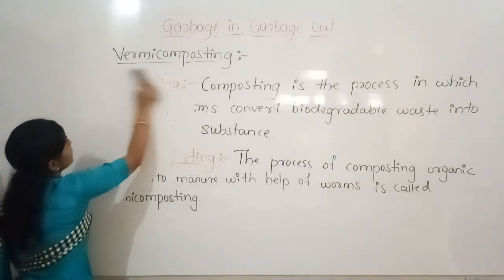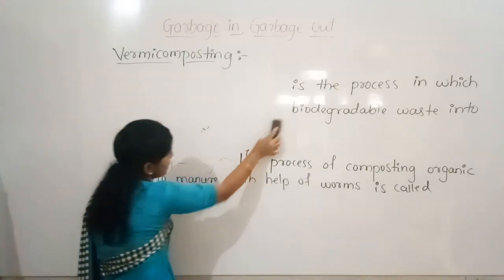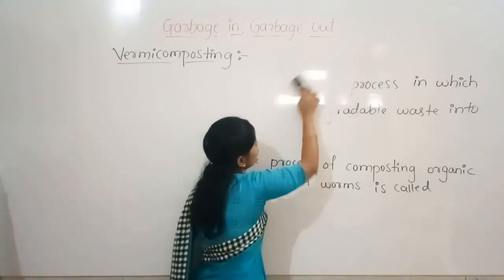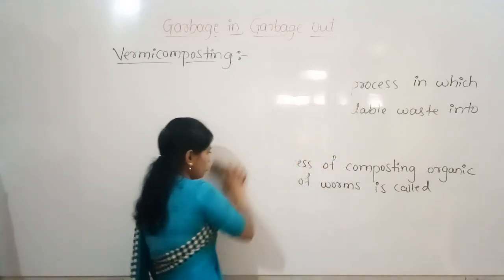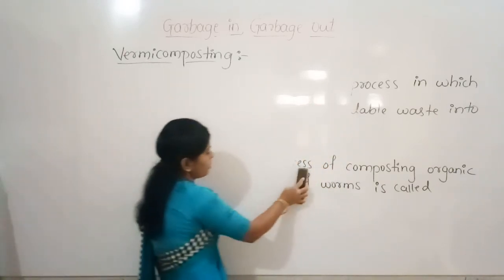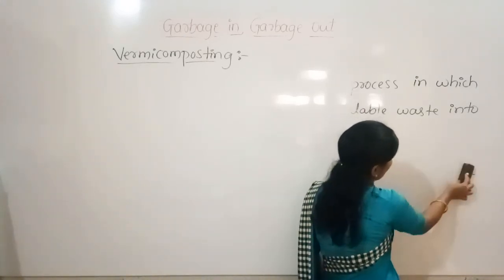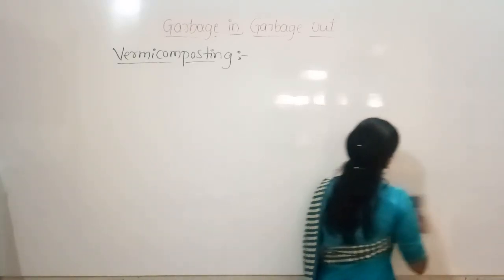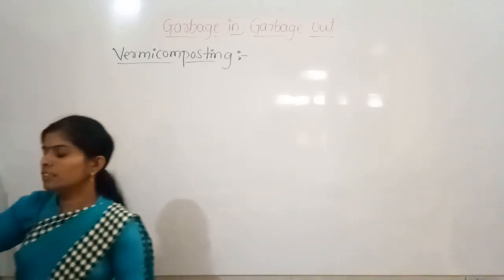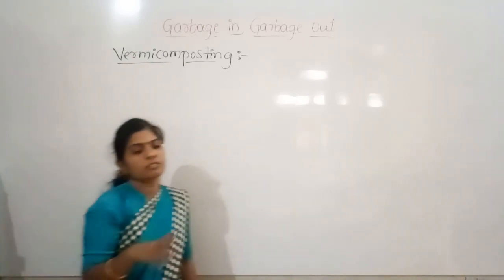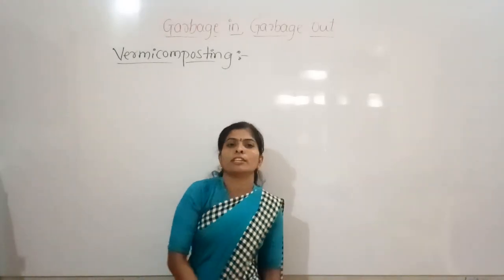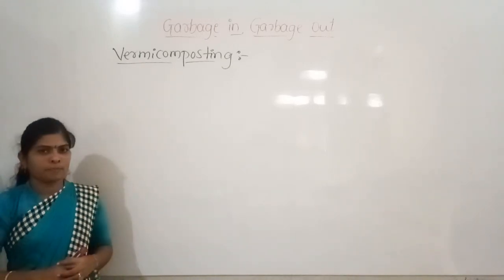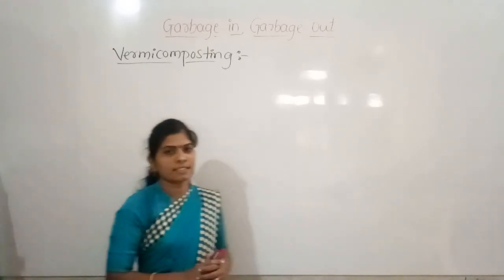As I already said, in vermicomposting we use worms, such as earthworms. Among earthworms also there are different types, and here we can use the type called red worms. We use the red worms to convert the organic waste into manure. Now we can discuss the vermicomposting process.